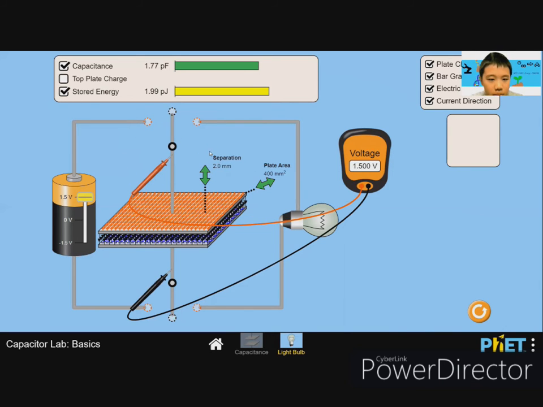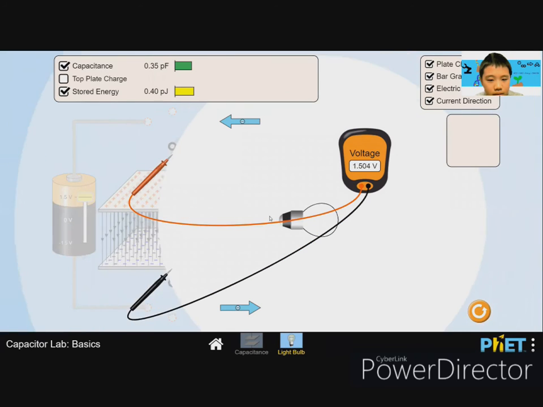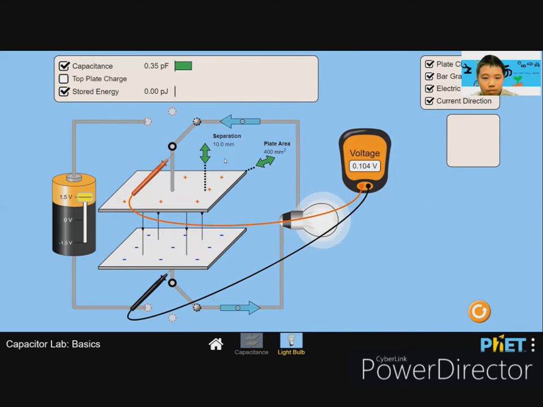So, I separated the plates and the light was intensely bright for a short amount of time, but still longer than if the plate area was small and the separation was big.